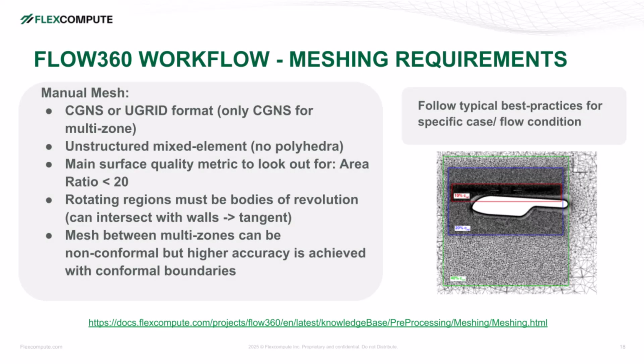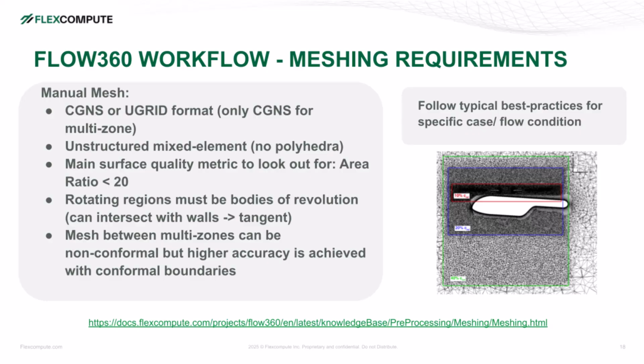Now moving into meshing, we'll cover some general meshing requirements. We support importing manually generated mesh, or offer a highly automated process that we'll cover in the next slide. For manual mesh generation, we support CGNS or U-grid formats. Multi-zone meshes are only supported with CGNS. Unstructured mixed elements are supported, but polyhedral elements are not.